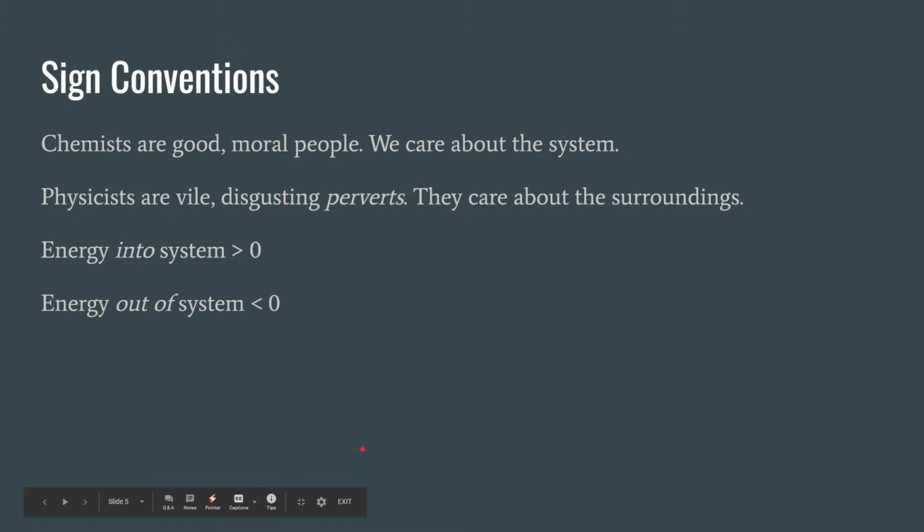Now, sign conventions. Chemists are good, moral people. We care about the system. Physicists are perverts who care about the surroundings. So, for us, energy moving into a system has a positive sign. Energy moving out of a system, we give it a negative sign.